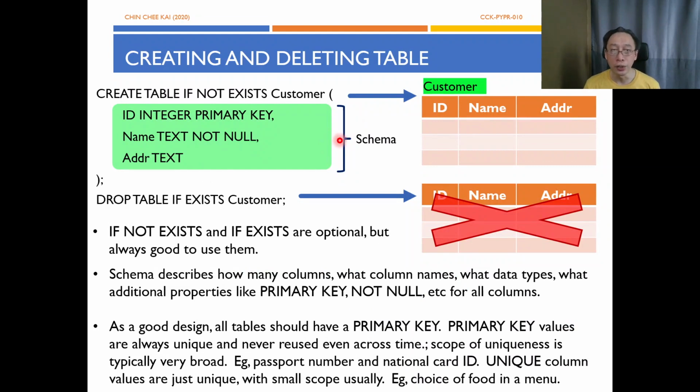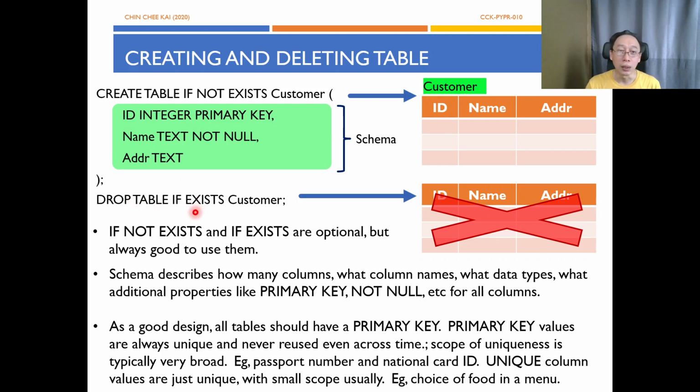Now, to create a new table, we need to use create table if not exists. The idea is create table. This if not exists is optional, but I would strongly encourage you to always put it in. Sometimes we may need if exists for some other purposes, like drop table if exists.